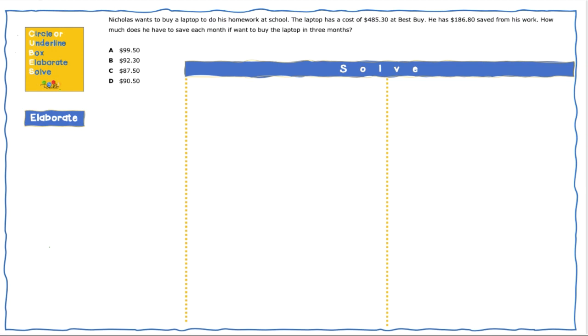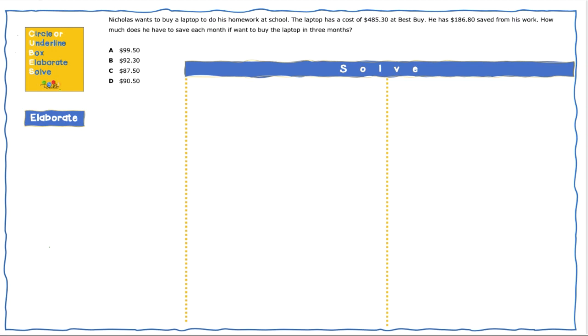Nicholas wants to buy a laptop to do his homework at school. The laptop has a cost of $485.30 at Best Buy. He has $186.80 that he saved from his work. How much does he have to save each month if he wants to buy the laptop in 3 months?